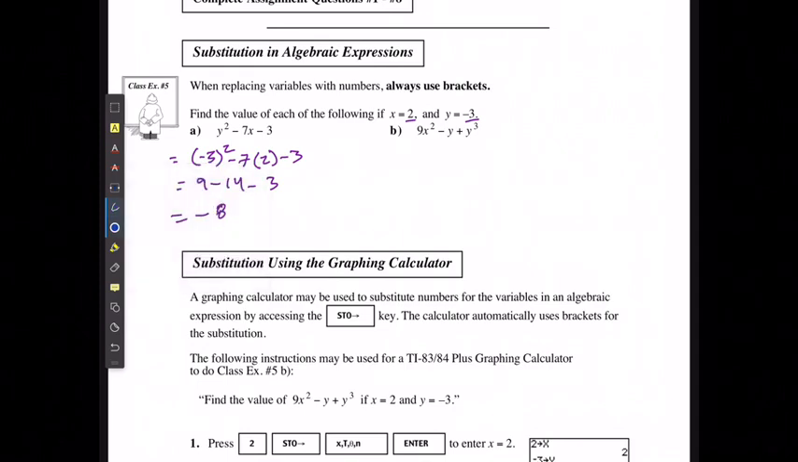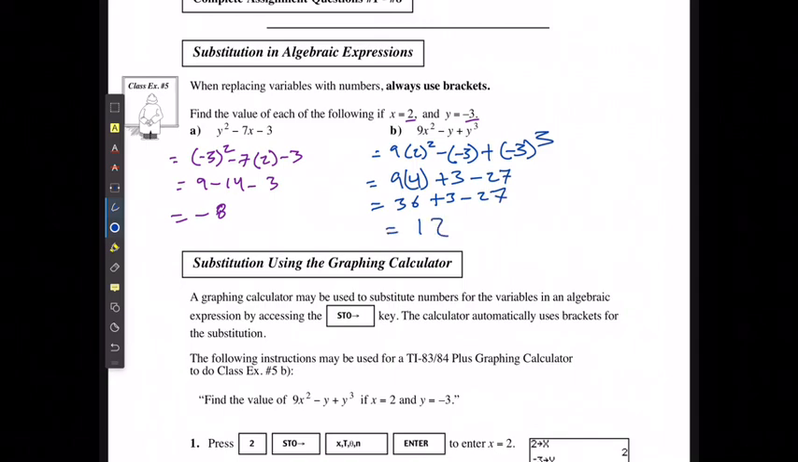In the second case, it's going to be 9 bracket 2 squared minus bracket -3 plus bracket -3 to the power of 3. This would be the same as 9 times 4 plus 3, and then -3 cubed is going to be minus 27, or 36 plus 3 minus 27. This is going to give me 12.